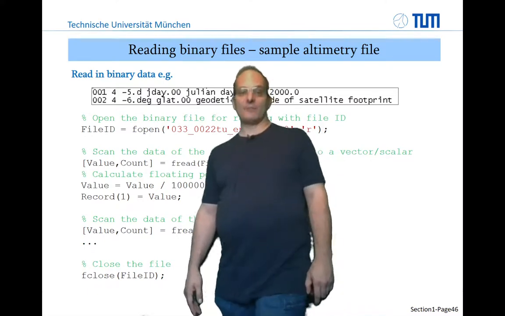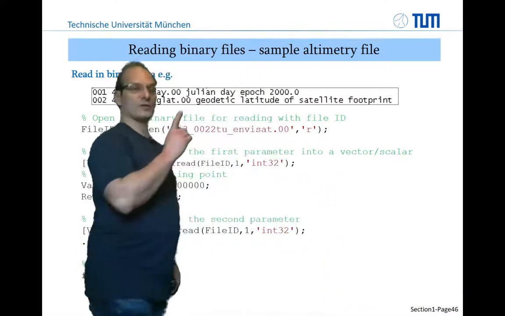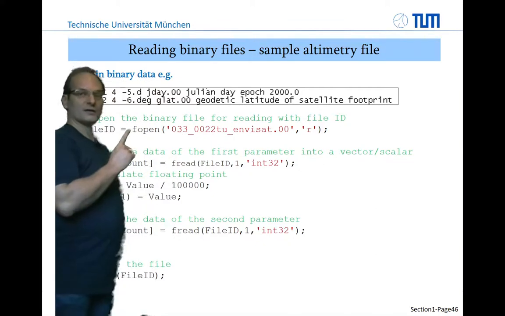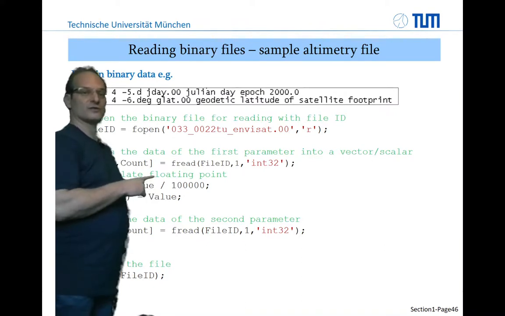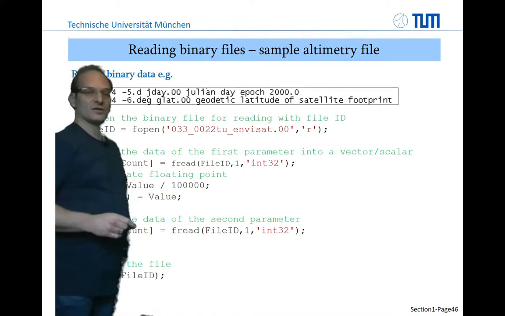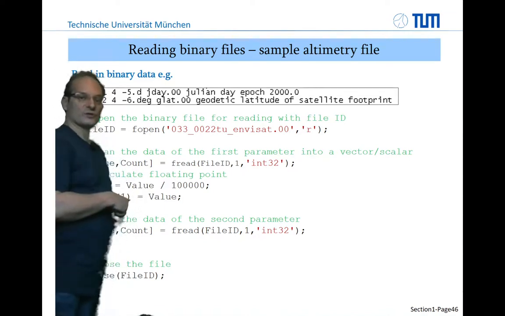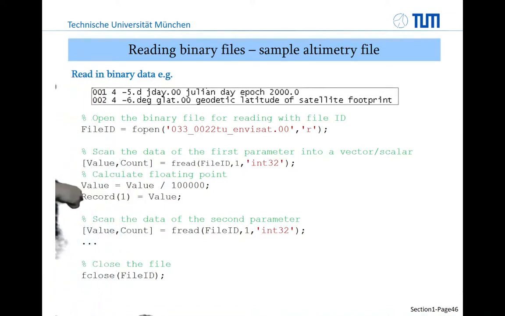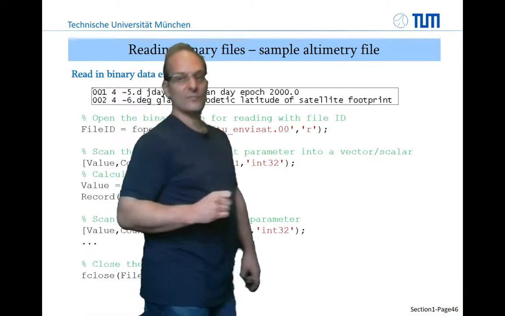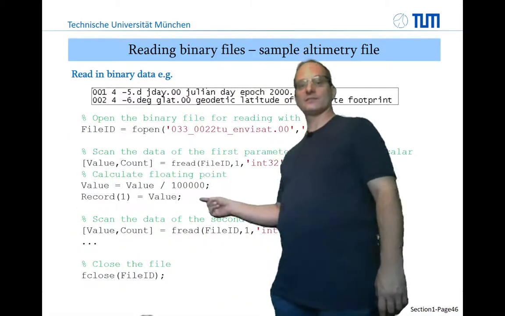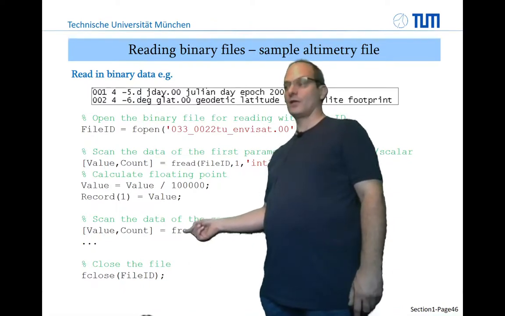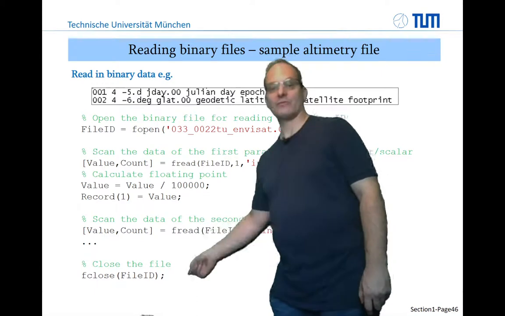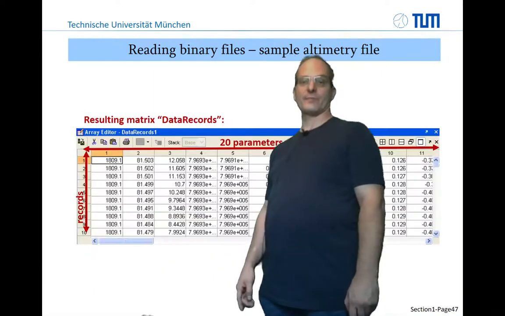So here's the example. We do the opening, we do the reading, we do the division or multiplication, so the multiplication 10 to the power of minus 5, or the division here, and then we store the value in the record. And then this is the first value in the record, and then we do it for all of the other values in the record, and then we have to do it for each record.